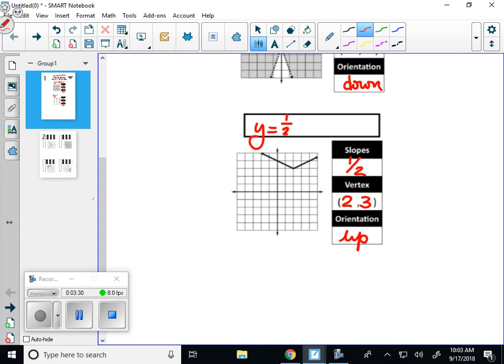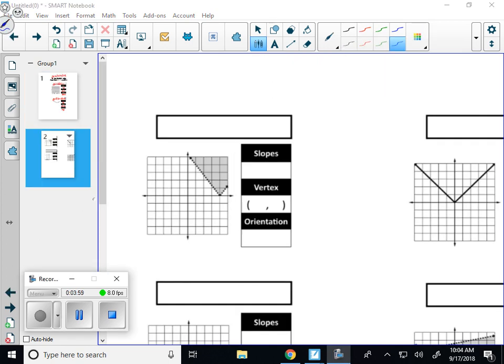Okay, so y equals, what is my a? 1/2 times the absolute value of x plus or minus. Minus, because it's positive here, I've got to do the opposite. So x minus 2 plus or minus, plus 3. h and k. h is always doing the opposite.